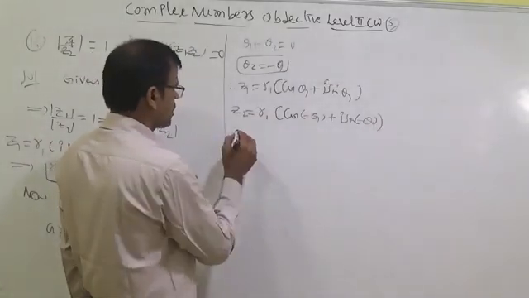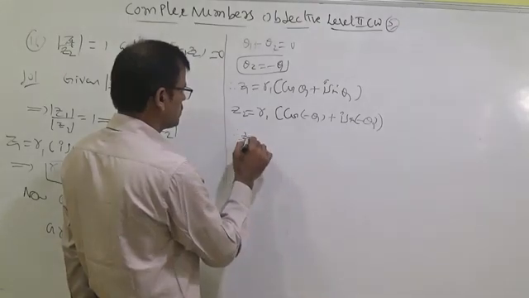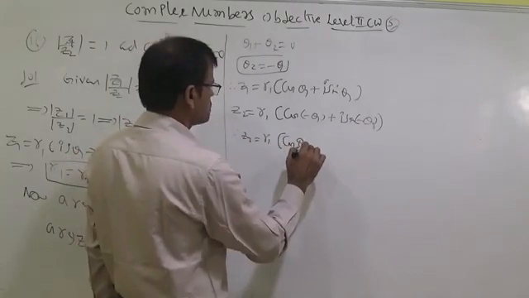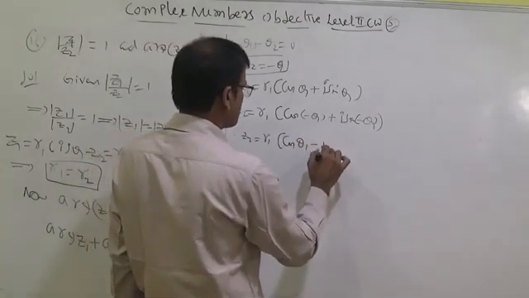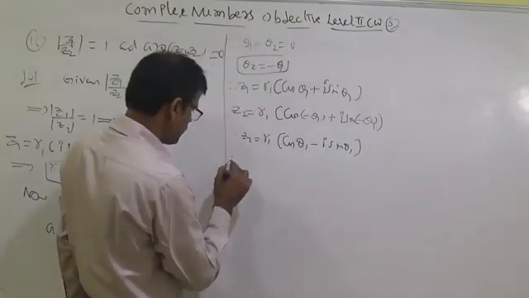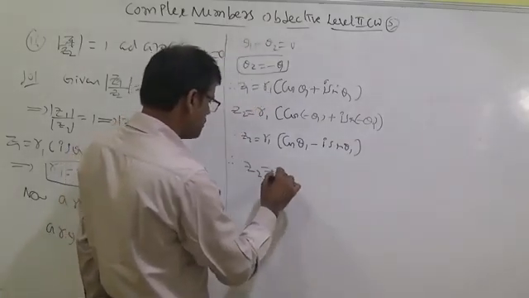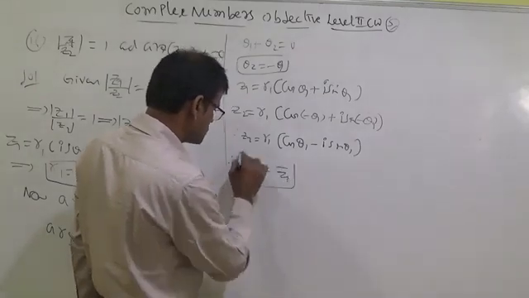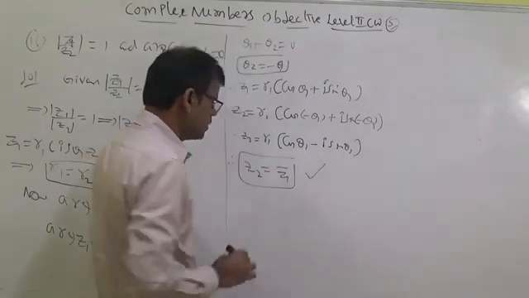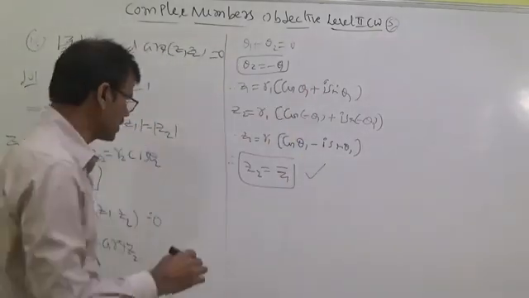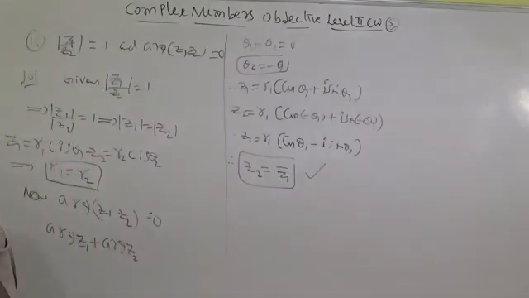Therefore, what we are getting, write students like this: Z2 is equal to R1 into cos theta 1 minus i sin theta 1. Therefore, we got the value as Z2 is equal to Z1 bar, because bar means conjugate complex number. Z2 is equal to Z1 bar we got.